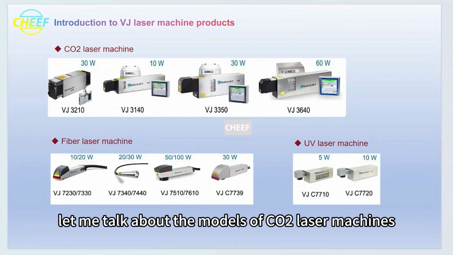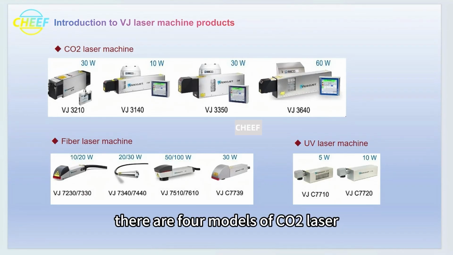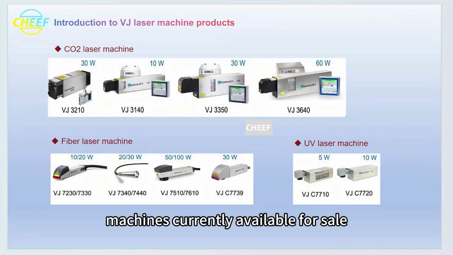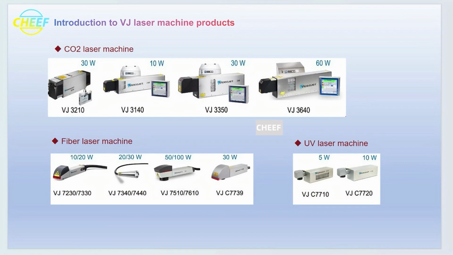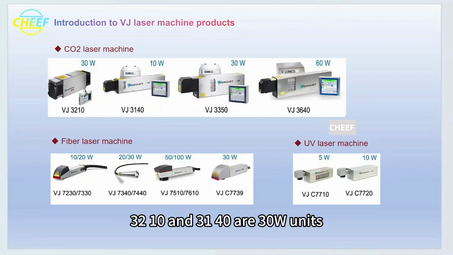Let me talk about the models of CO2 laser machines. There are 4 models of CO2 laser machines currently available for sale: 3210, 3140, 3350, and 3040. Each model has a different power. The 3640 is 60 W, while the 3350, 3210, and 3140 are 30 W units.